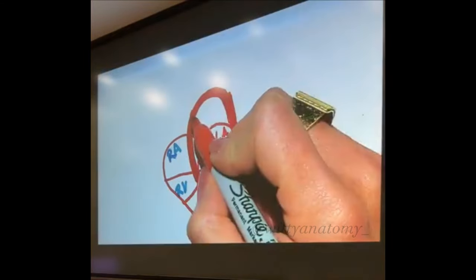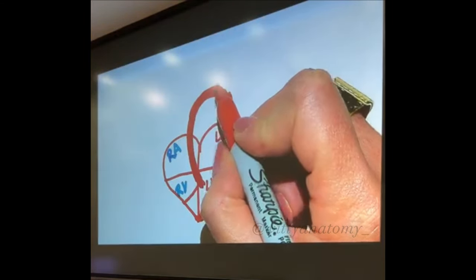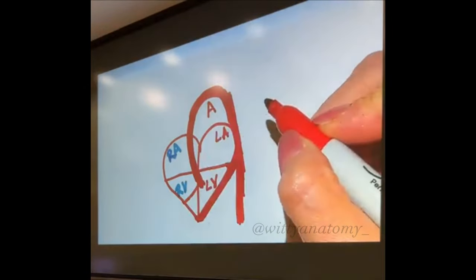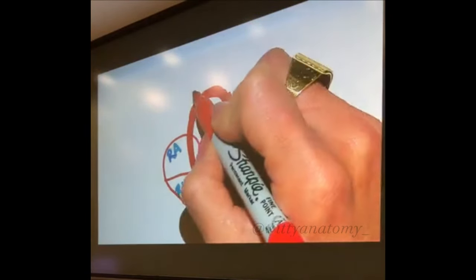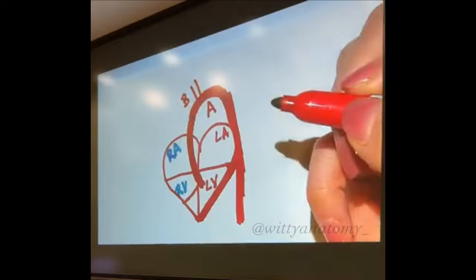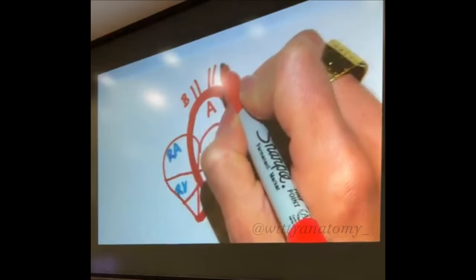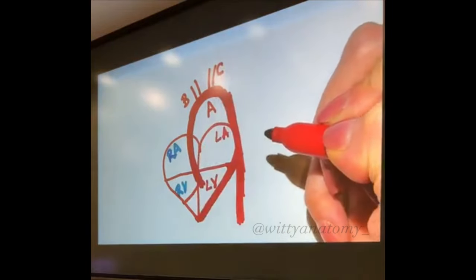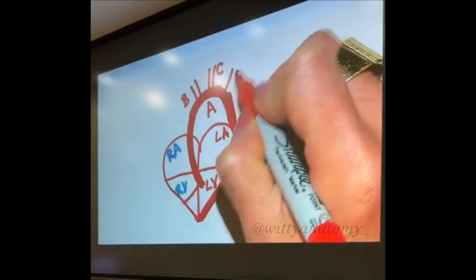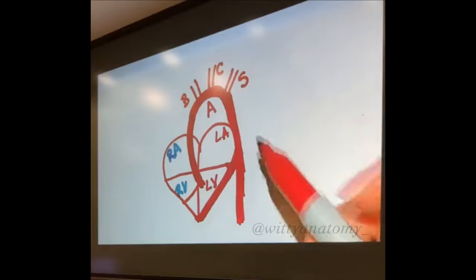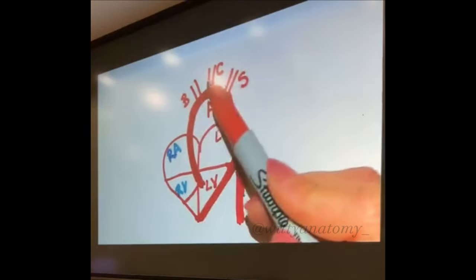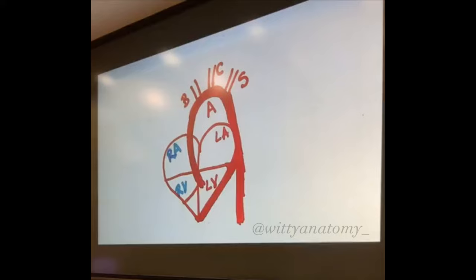At the aortic arch, A, the first thing to branch off is B, brachiocephalic artery. The second thing is C, common carotid artery. And the third thing is S, subclavian artery. This is your ABCs. Oh, this is so exciting, isn't it? I know. I love it.